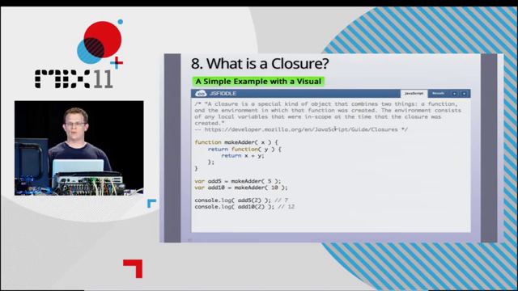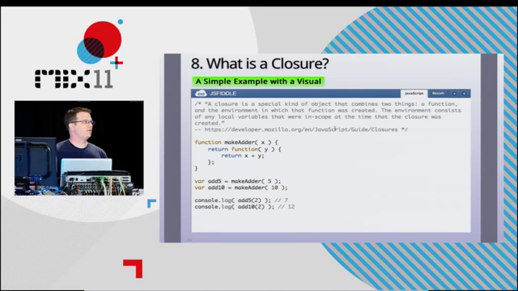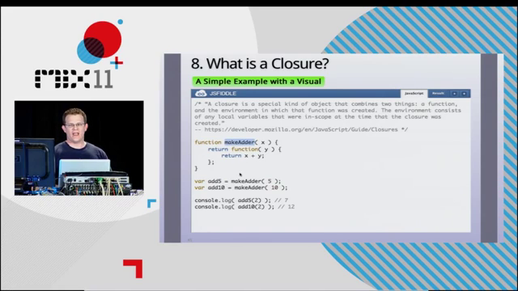Now this example comes from Mozilla. They have a lot of great documentation about JavaScript. I recommend going there if you haven't already. But here's a quick example of using a closure. So we're going to have a function called makeAdder, and we'll pass it a value, kind of like to prime the pump. And then we'll return a function inside that function. And we'll add that initial value to another value.